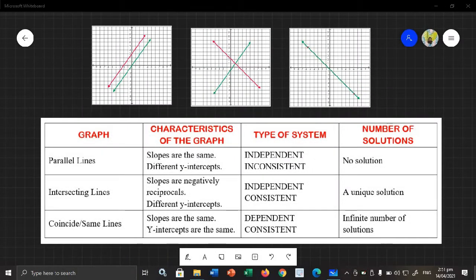In this video, we are going to talk about the graph of systems of linear equations using slopes and y-intercepts. There are three possible graphs of systems of linear equations. The first one is parallel lines like this one, next is intersecting lines like this one, and then coincide or same lines like this one. So there are some conditions para malaman natin if the graph of the system of linear equations are parallel, intersecting, or has the same lines.